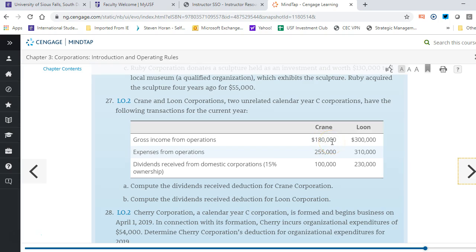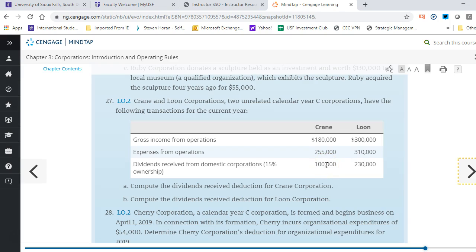income was $180, expenses were $255. So if you just take gross income from operations and then throw in the expense from operations, they'd have a loss. Now they still have $100,000 worth of dividends that would give them a net income, but the operations is 180 and expenses is 255. So the answer would be 50,000. So they can deduct half of that, 50%.